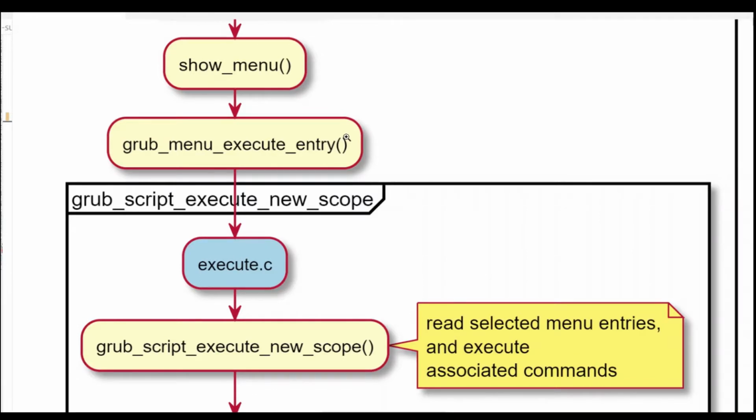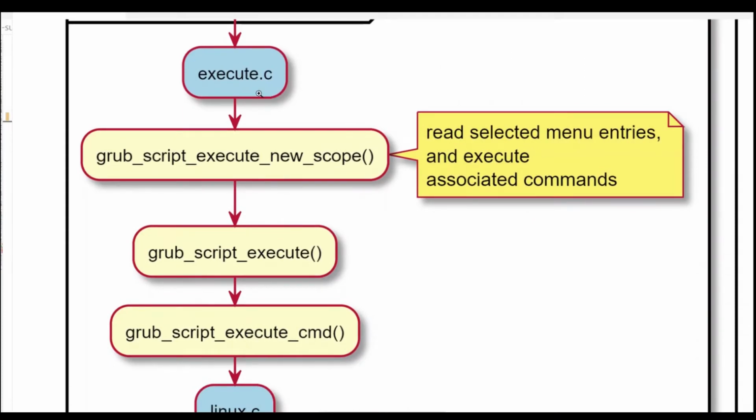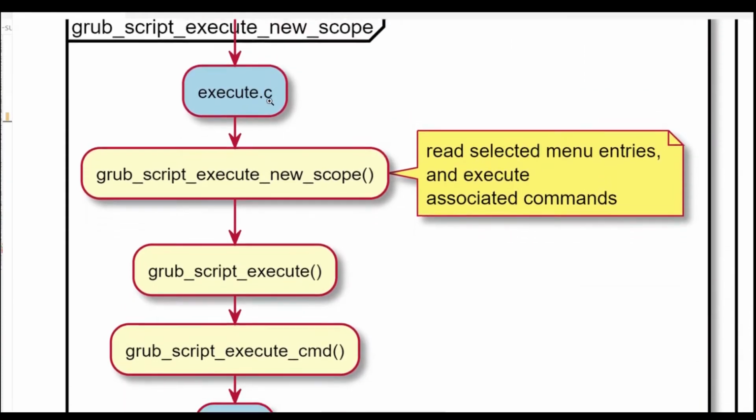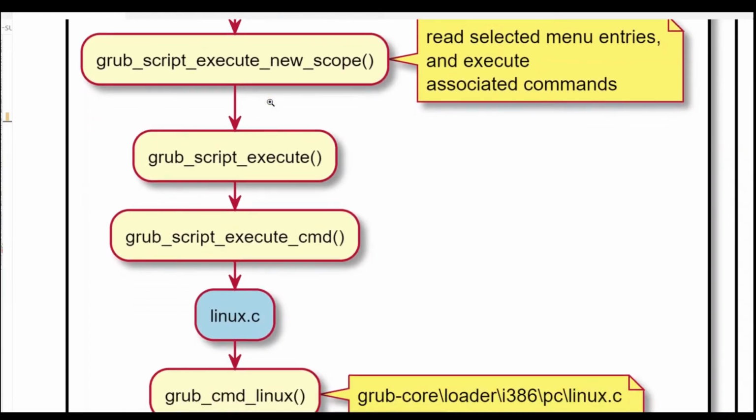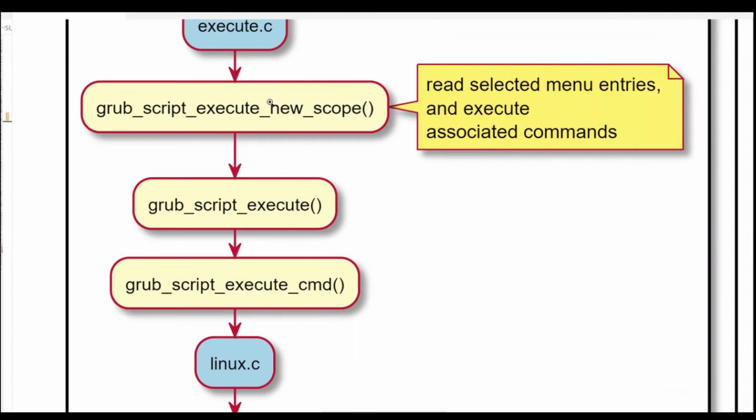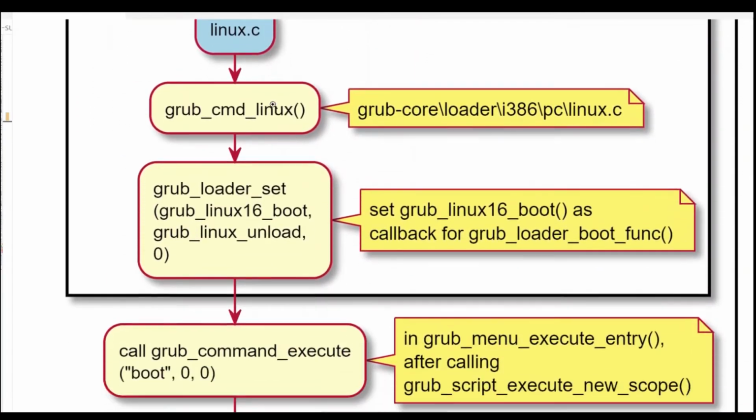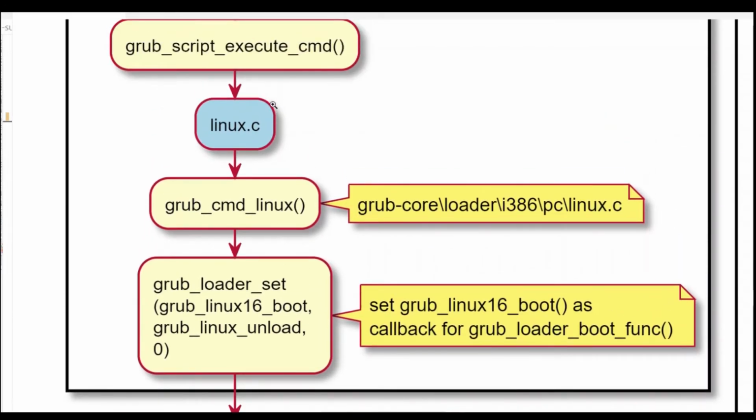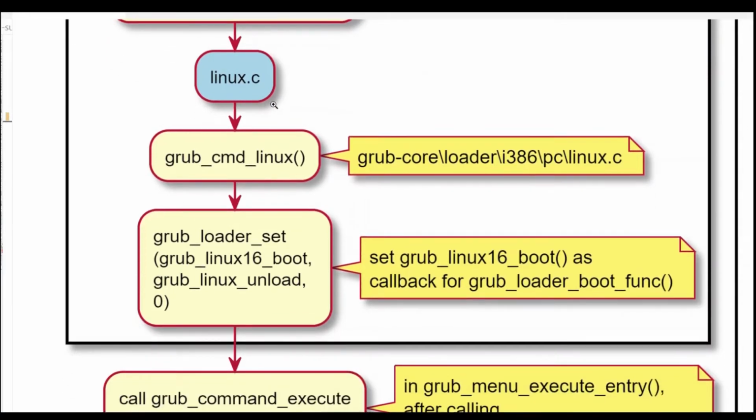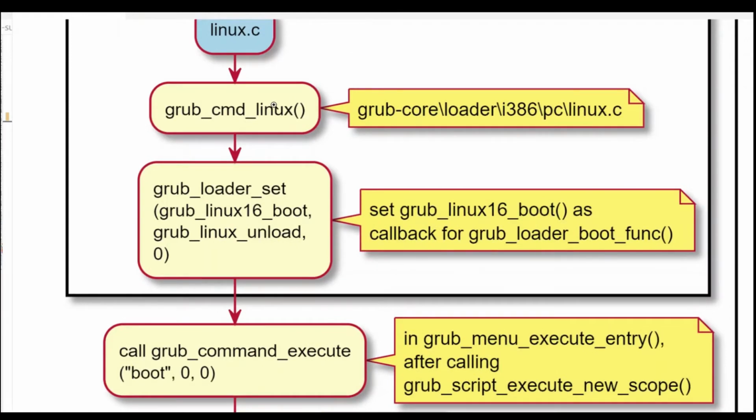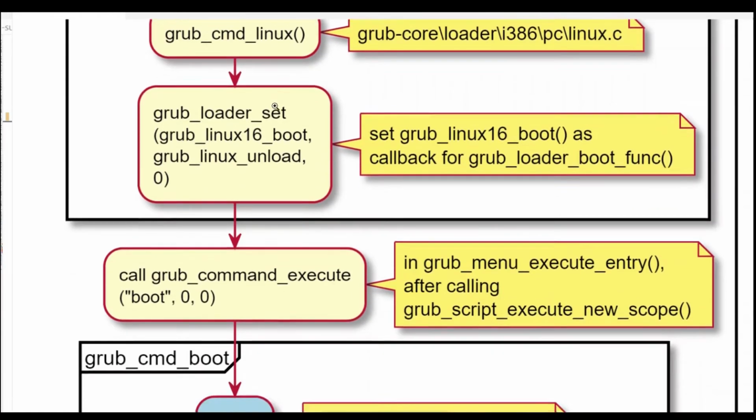Actually, the implementation of grub script execute new scope is defined in another file, execute.c. It reads selected menu entries and executes associated commands. For Linux, the associated commands are constructed in grub command Linux defined in linux.c. Here, grub Linux boot is set as a callback function for grub load boot function, which will be used later.